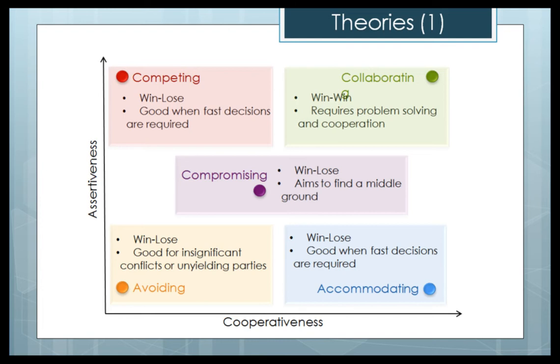Compromising is a win-lose style of medium assertiveness and medium cooperation that aims to find a middle ground. Avoiding is a win-lose style of low assertiveness and low cooperation. Finally, accommodating is a win-lose style of high cooperation and low assertiveness. It involves one party withdrawing to accommodate the other party's position.